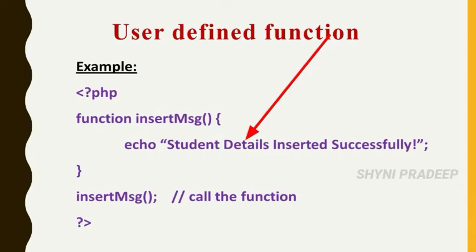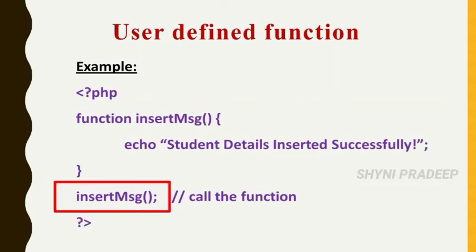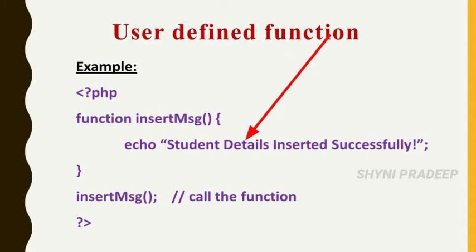This is a message. Student details inserted successfully is a message. This message will be printed on the output screen, because echo is an output statement. So this function declaration part is done. This is the function call part. In the function call part, you have to write the function name, parenthesis and semicolon. So when you call this function, student details inserted successfully will be printed on the output screen.